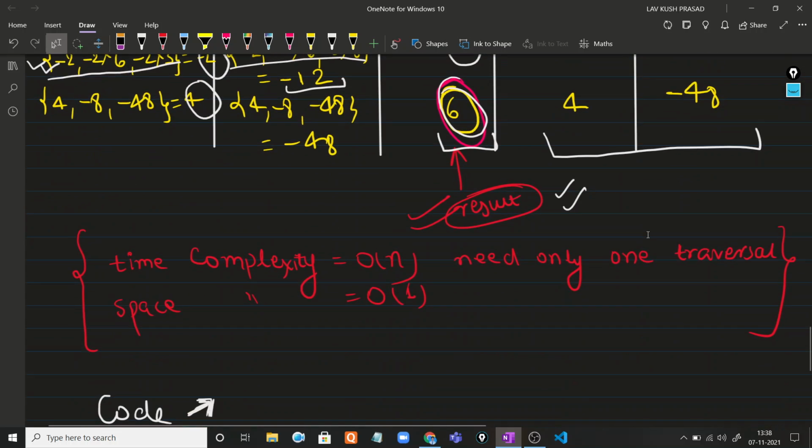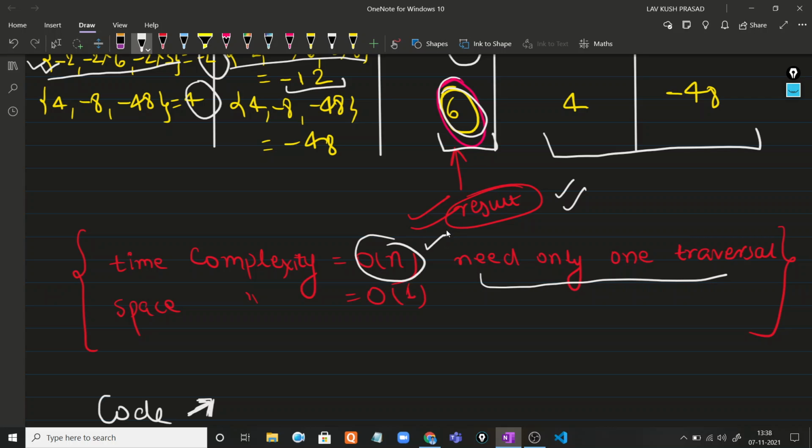If I talk about the time complexity, the time complexity is O(n). Why is it O(n)? Because here we traverse the given array only one time, thus the time complexity is O(n). And here we don't need to use any extra space, so the space complexity is O(1), because here we use only variables, and variables are not counted as extra space. So that's the case. The time complexity is O(n).